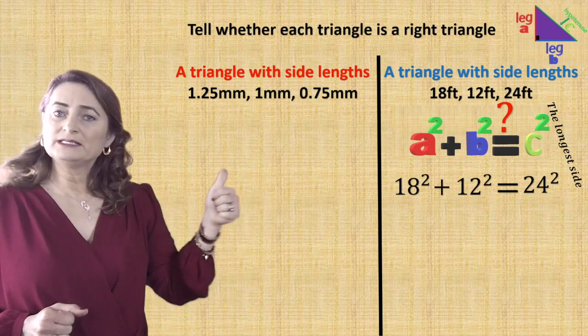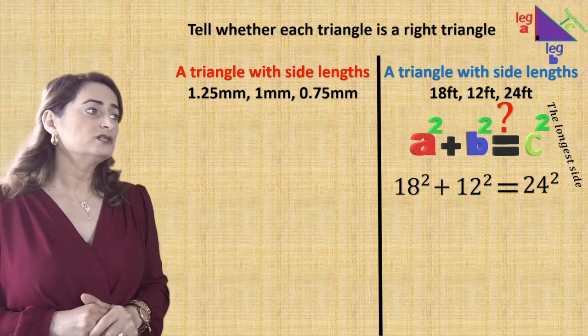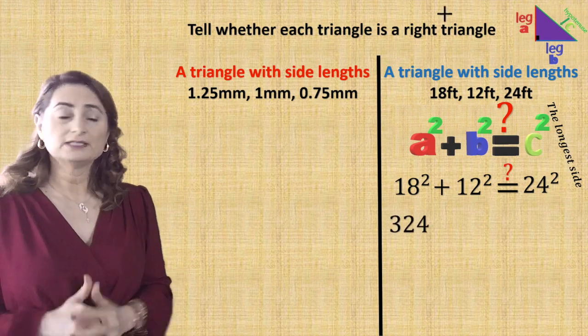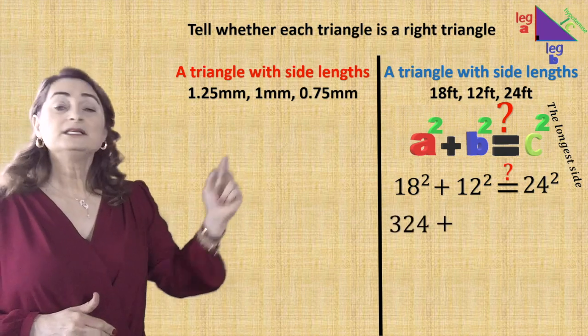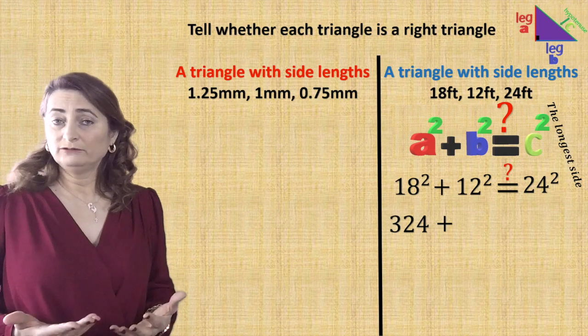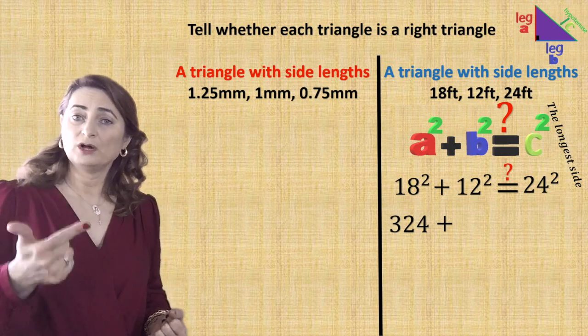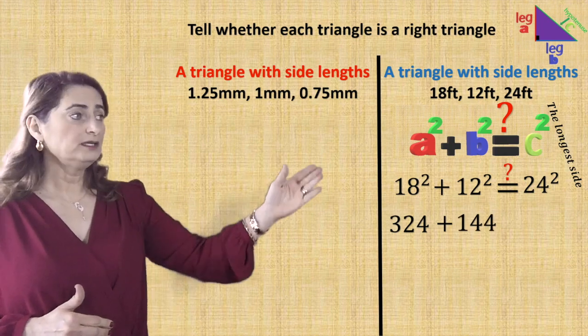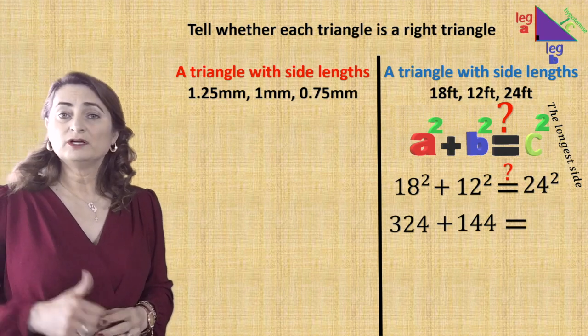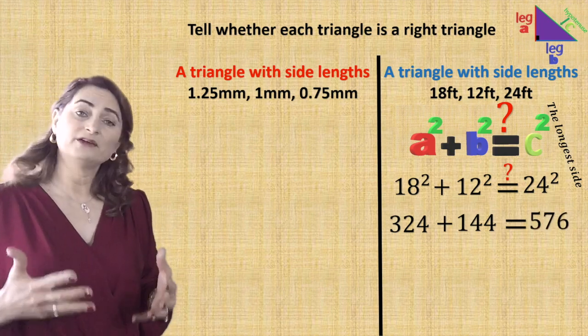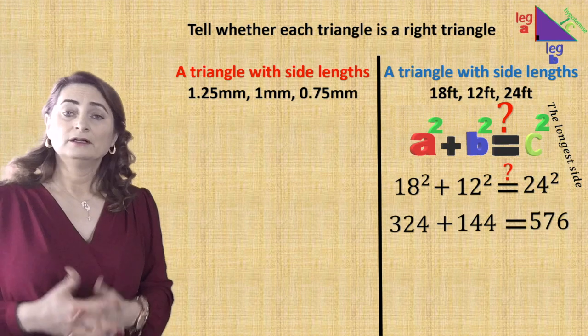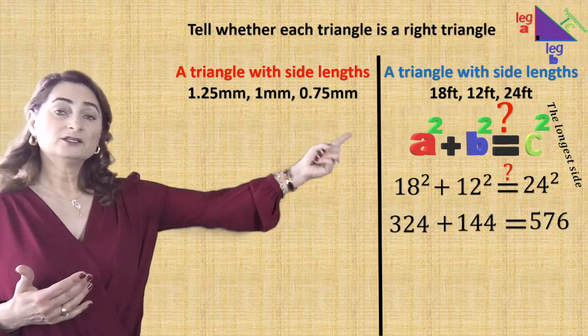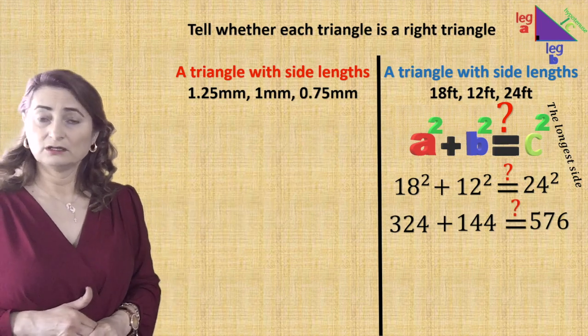18 squared means 18 times 18, which is 324. Bring the plus sign down. B squared is 12, and 12 squared means 12 times 12, which is 144. Bring the equal sign down. 24 squared means 24 times 24, which is 576. Now, you're still checking, so you still have the question mark on the equal sign.